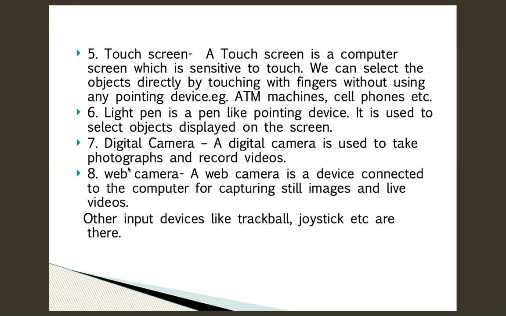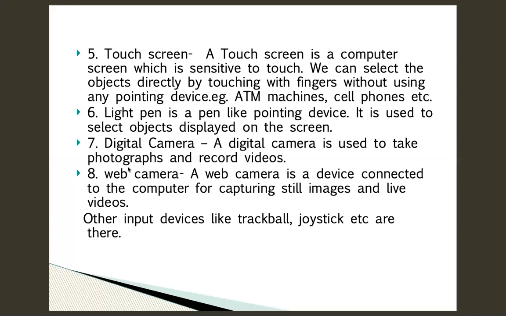Let's see now digital camera. Now digital camera is used to take our photograph and record the videos. Now how does it function? Photos and videos that are captured in a digital camera are stored in a small memory chip. Okay, in a digital camera there is a small memory chip. Then if you want to transfer the photographs from the digital camera to the computer, you have to just plug it into the computer and you can transfer the photographs or your videos.